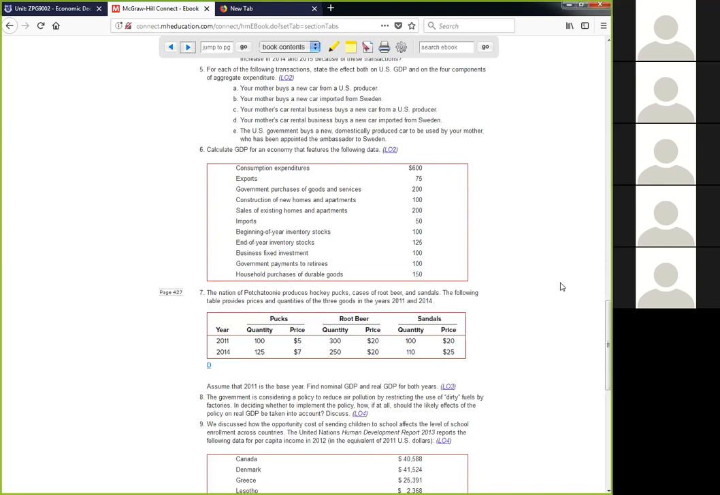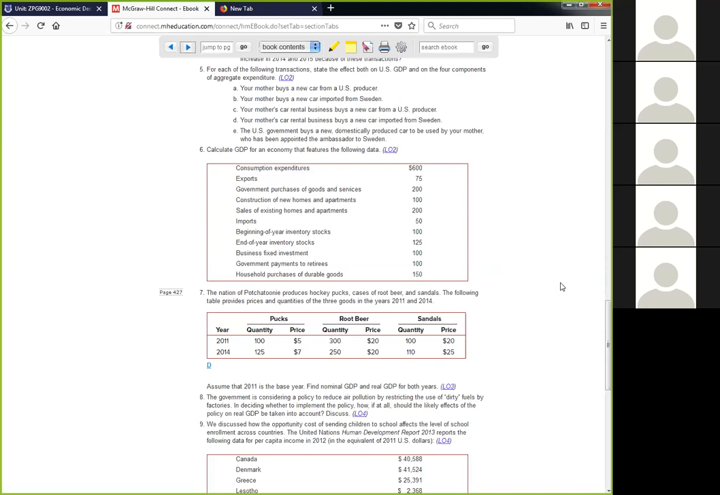Okay. Now, is there any questions on the GDP calculations of GDP? Doctor, on this specific question, can you quickly refer to the inventory stocks in this example? It has a beginning and an end of year inventory stocks.